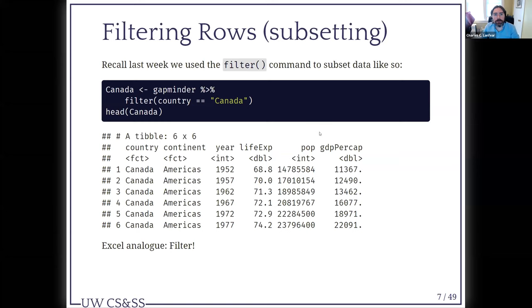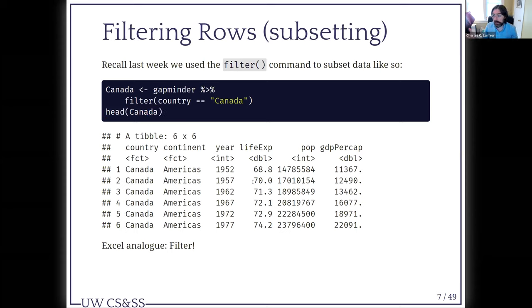Here's an example. If you remember, we've used filter a couple times. We used it a ton in the lab. Filter is for subsetting down to particular rows. This is a dplyr function for getting the rows that you want. So I say here, I want to create a data set called Canada. I'm going to assign to Canada the Gapminder data and then filter it so that country is equal to Canada. This creates the object, so I can then run head on Canada to get its first six observations. We see here all six observations are Canada. It's 1952 through 1977. I've hidden the rest of the observations because head gives you the first six.